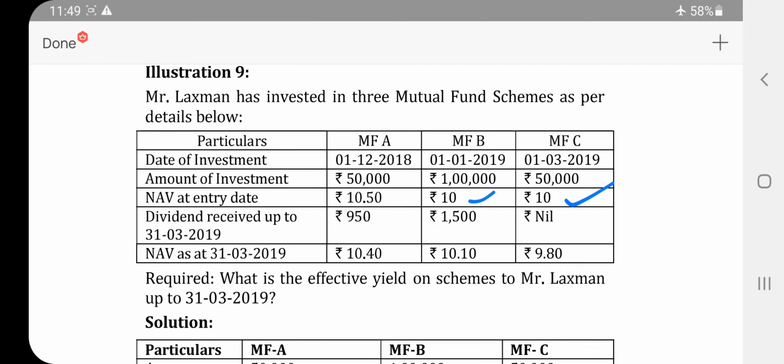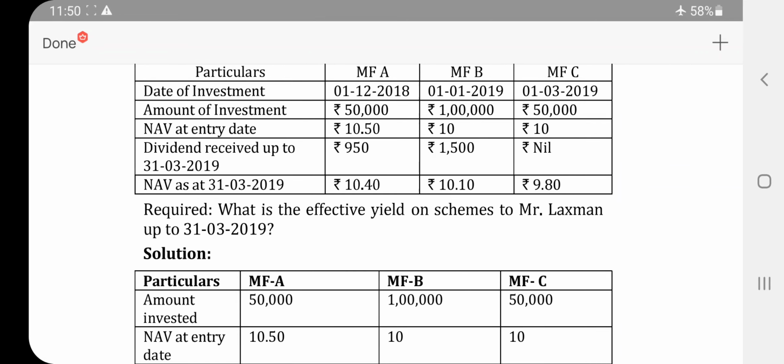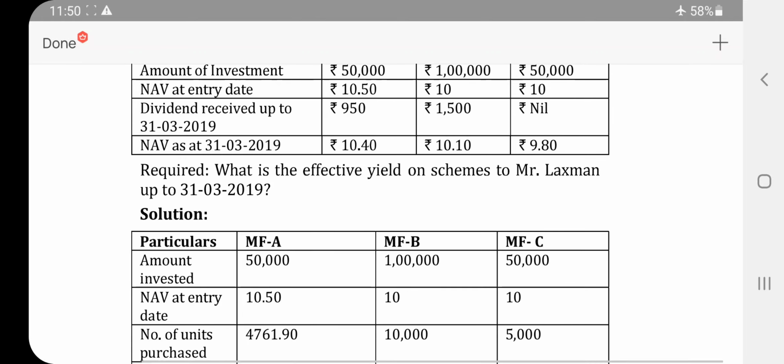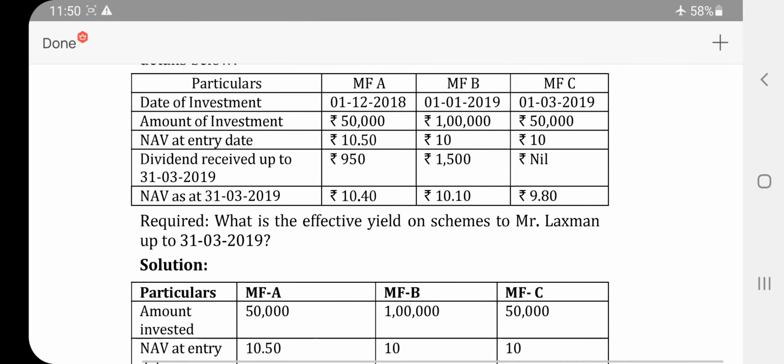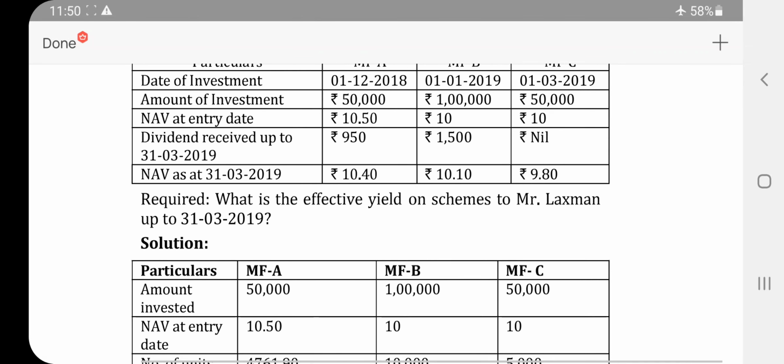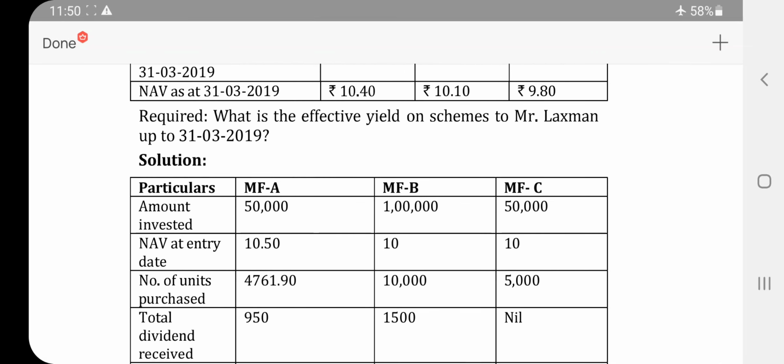So what you need to do is calculate the effective yield, the effective return on the different schemes, which is earned by Mr. Lakshman up to 31st 3 2019. Yes, so you are required to find the effective yield on a scheme to Mr. Lakshman up to 31st 3 2019. So by this information we need to calculate effective yield. First we will go with particulars and 3 mutual fund schemes.